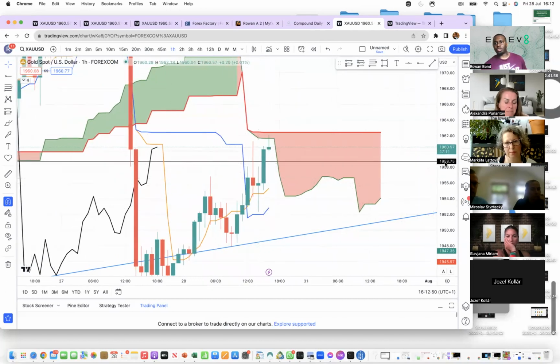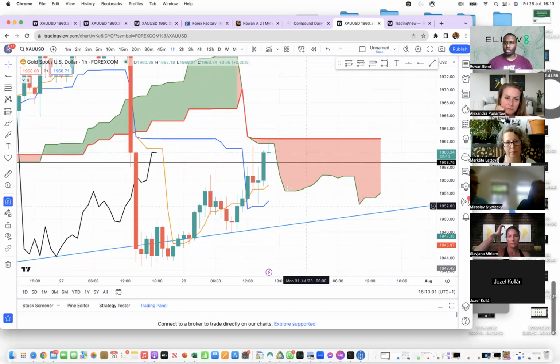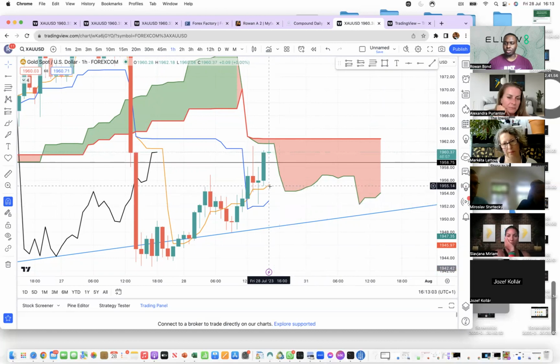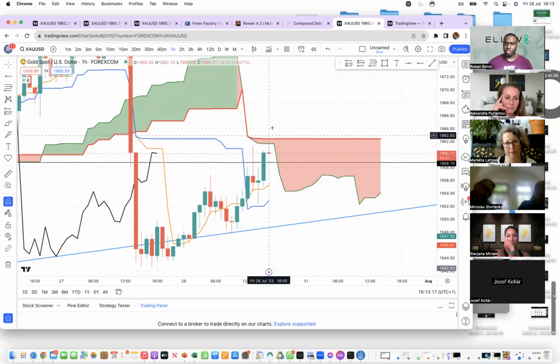So what the cloud does is it basically shows you where the support and the resistance is. And one of the key things to understand is price always wants to be close to the orange line. Which is why you won't see the price just continue up. You'll see it start to come back down because the orange line is far from the price.